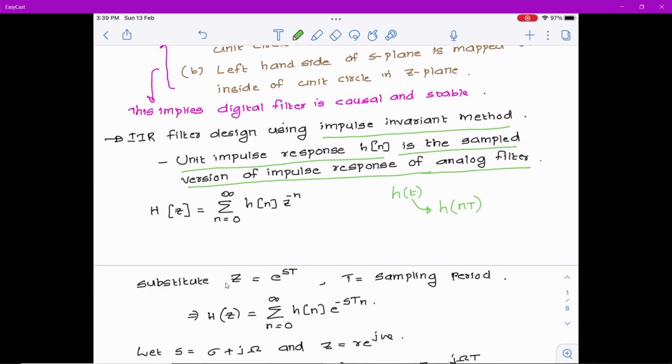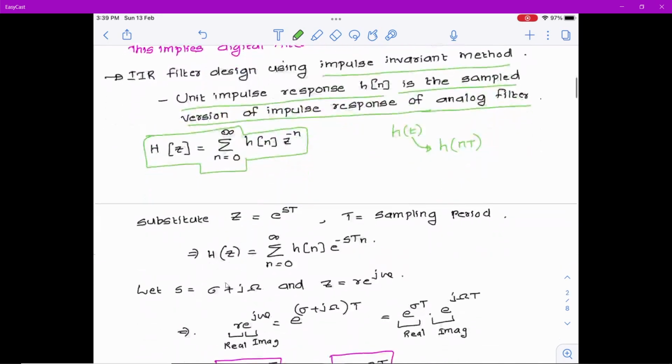Okay, now your H of z is sigma n equal to 0 to infinity h of n z raised to minus n. This is the general equation of the z transform. You substitute z equal to e raised to sT, where T is the sampling period. Substituting here, H of z is sigma n equal to 0 to infinity h of n into e raised to minus sTn.